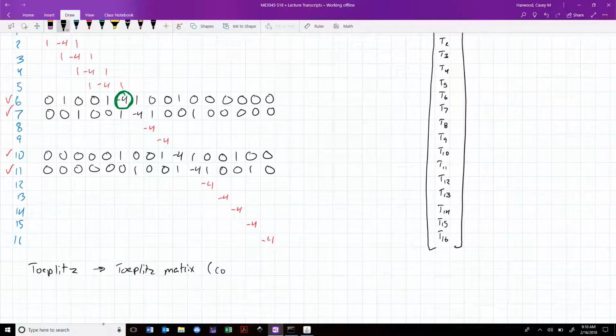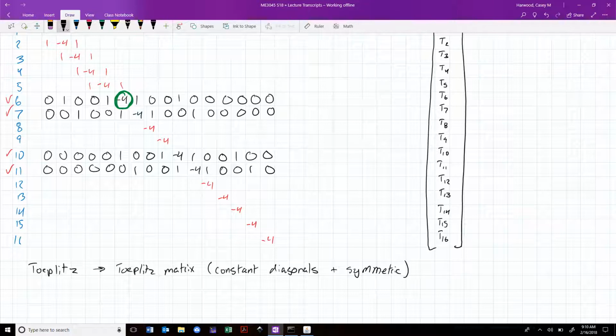This gives us a Toeplitz matrix, which has constant diagonals. It's constant diagonals and it's symmetric, which exactly describes this matrix here. It's symmetric about the diagonals filled with negative 4s.